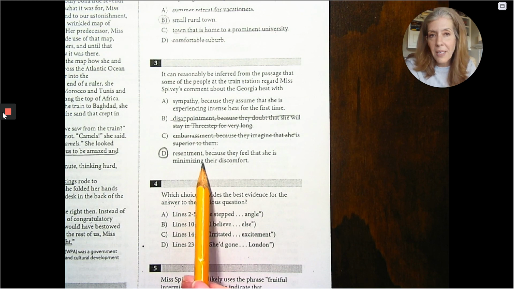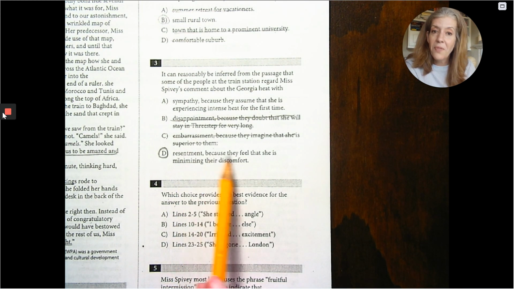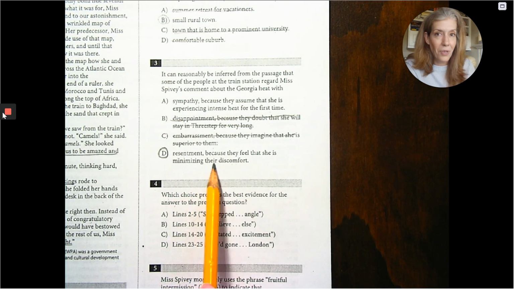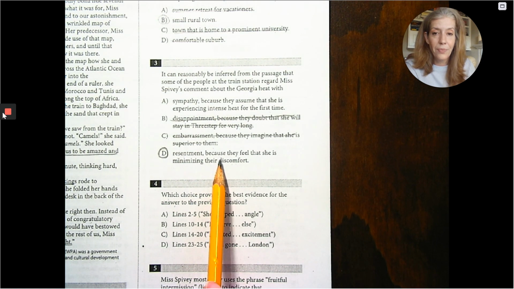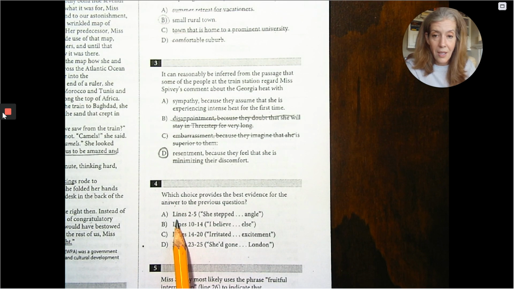That means we're going back into the passage to find where the residents of 3-Step Georgia felt resentment because Miss Spivey was minimizing their discomfort. We want to be very careful that that's what we're looking for in the passage. So we're going to start with A, looking at lines 2 through 5, starting with "she" and ending with "angle." Let's flip back.